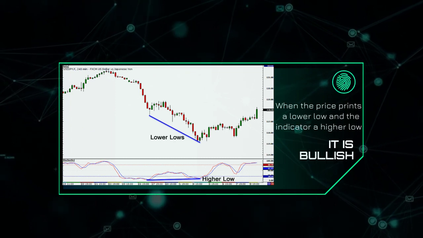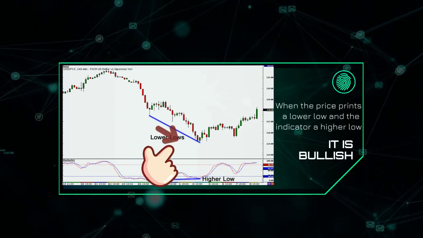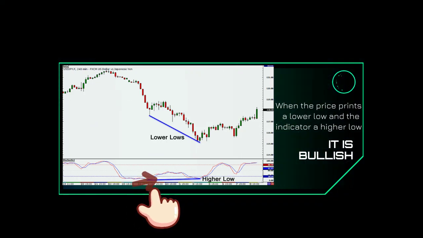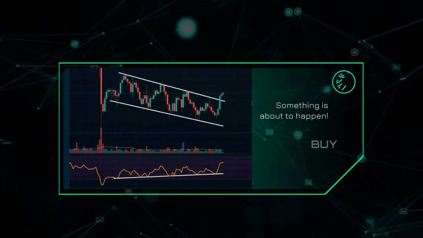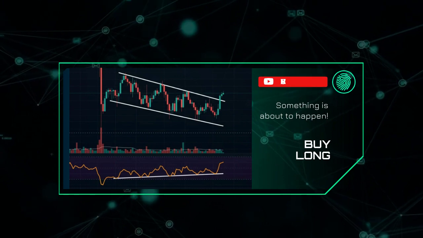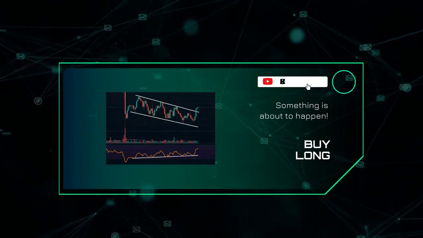A bullish divergence happens when the price of an asset is going down, but the indicator is going up. This means that the selling is getting weaker, and the price might start going up soon. People who trade often see this as a sign to buy because they think the price will go up.